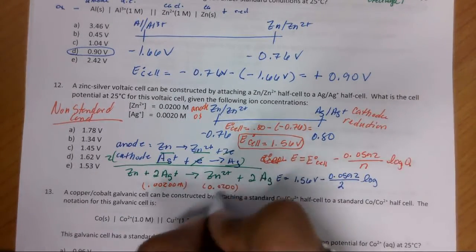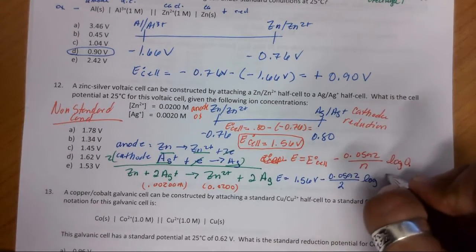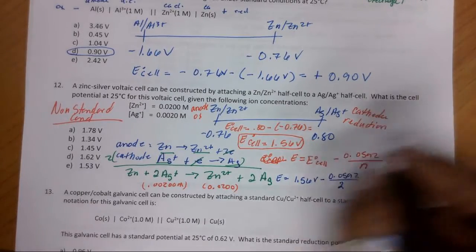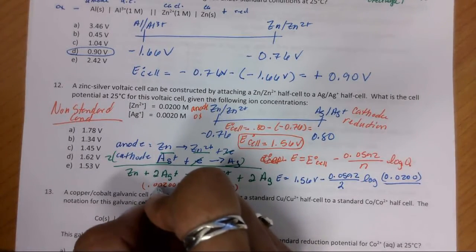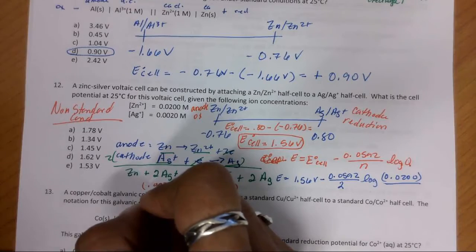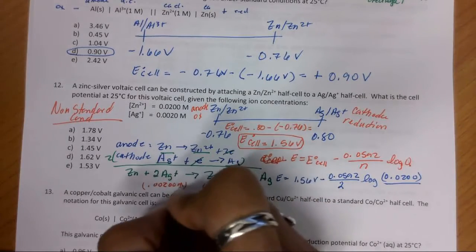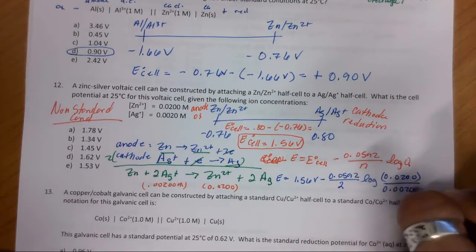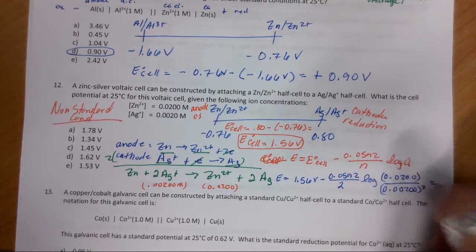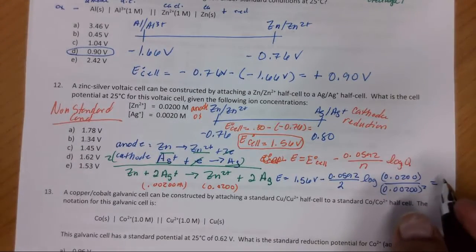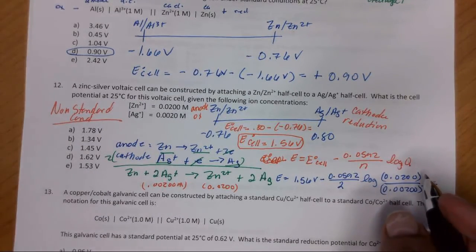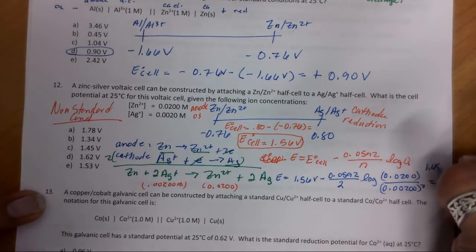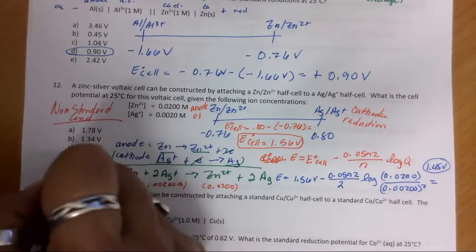Okay, so this is a product. I've only got 1 mole of this, so I've got 0.0200 on top. And what's on the bottom? How many of these do I have? Well, I've got 2 moles of this. I have a coefficient of 2, right? So I have 0.00200 raised to the power of 2. Okay, and when we plug all that into our calculator, we're going to get this 1.45 volts, and that's our answer.